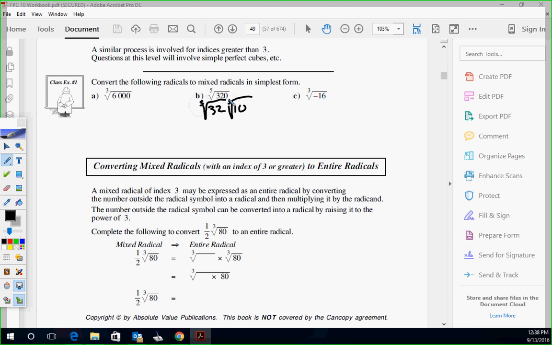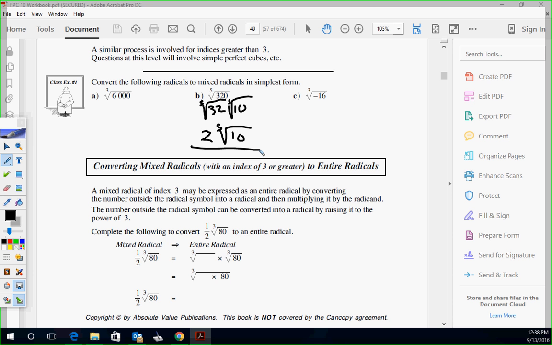See, that's kind of a trial and error thing. Now, if you're like, well, what about 3? Well, let's check 3, sure. 3 to the fifth, 243. That's not going to go into 320, okay? So we know it's going to be 2. Fifth root of 32 is 2. Fifth root 10. That's your simplified mixed radical. Again, you can put fifth root of 320 in your calculator. It should be equivalent to 2 times fifth root 10.